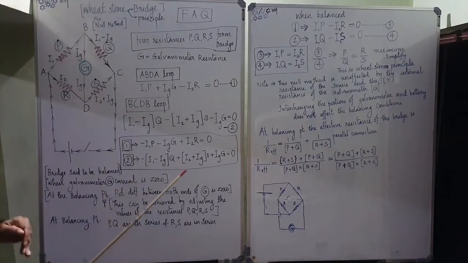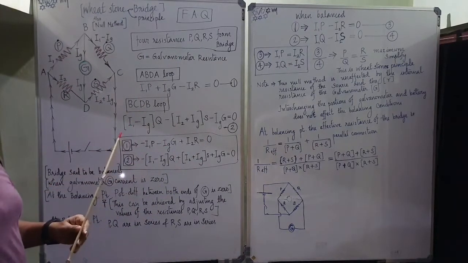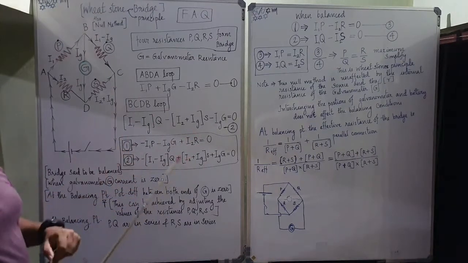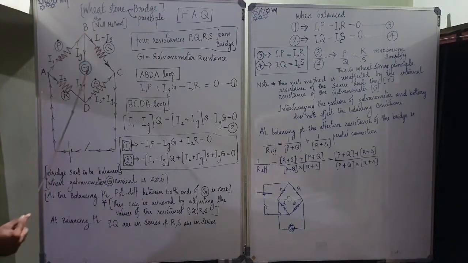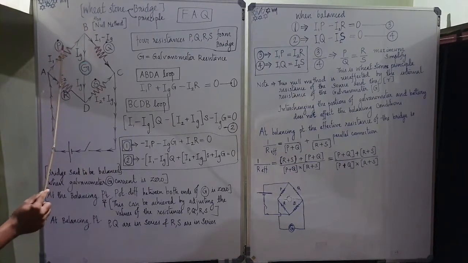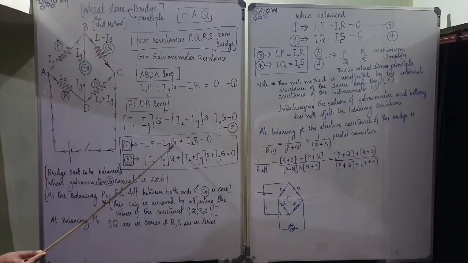I have earlier shown you Kirchhoff's second law in the PCM Guru Bro classes. I will make it easy for you, revising what we have learned. First, consider the loop ABDA, the left side triangle loop. From the positive terminal of the battery, this current is given a minus sign: minus I1 into P, the resistance. IG has the same direction, so minus IG into the resistance G.